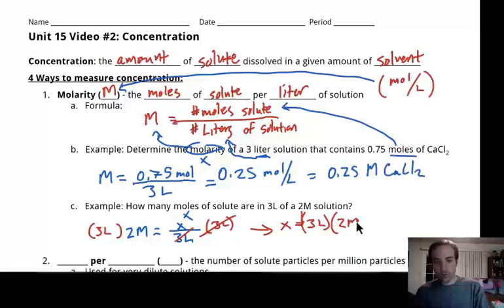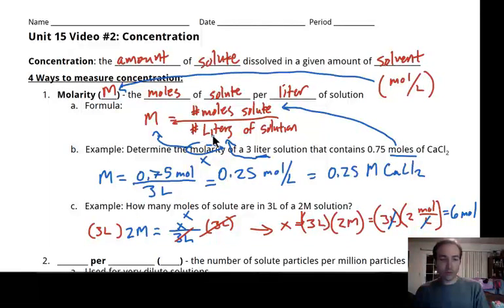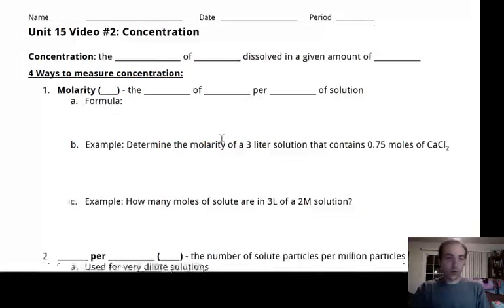times 2 molar. But remember, molar is really the same thing as moles per liter, so this is 3 liters times 2 moles per liter. Unit-wise, liters divided by liters cancel out, so I'm left with 3 times 2, which would be 6 moles. And that's my answer. Now there is a third type of problem they could do. They could give you molarity, they could give you moles, and you solve for liters. That's the only other way they can do it. Okay, so that's molarity. That's our first way of looking at concentrations. Let's go on to number 2.